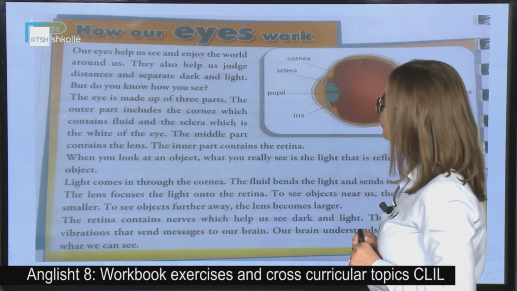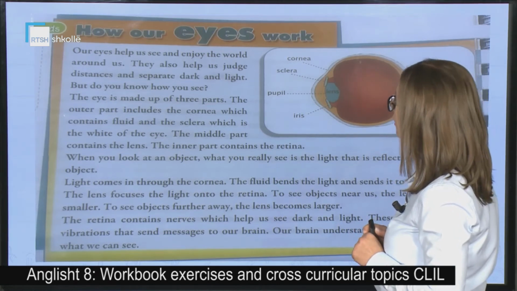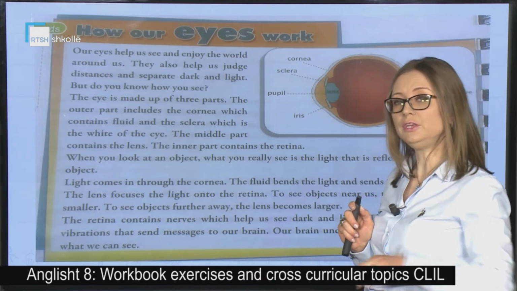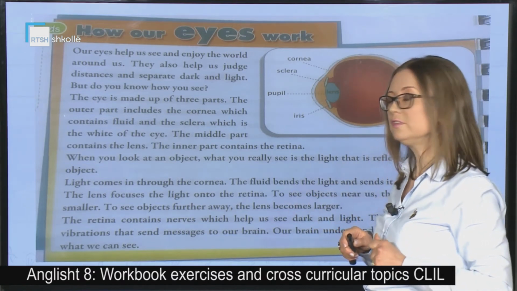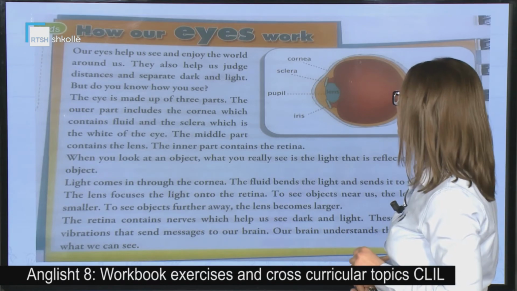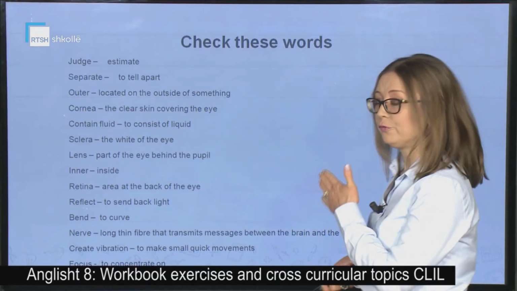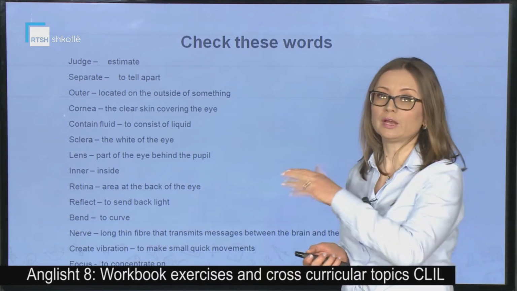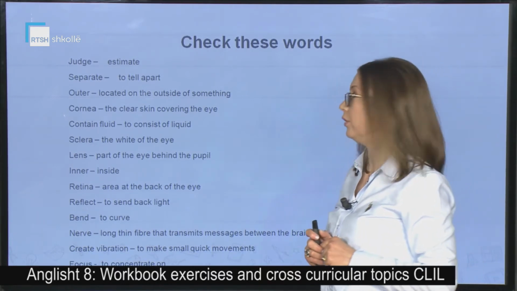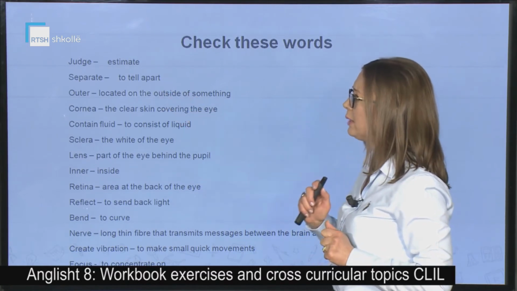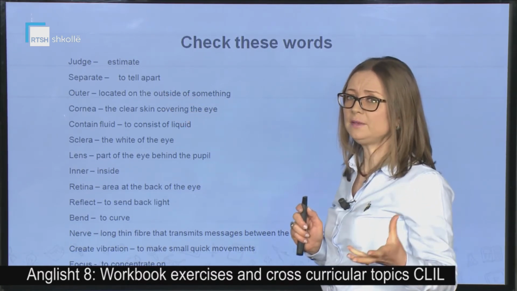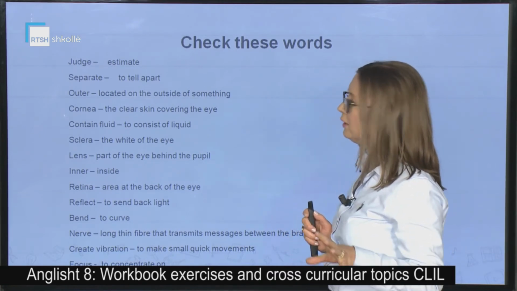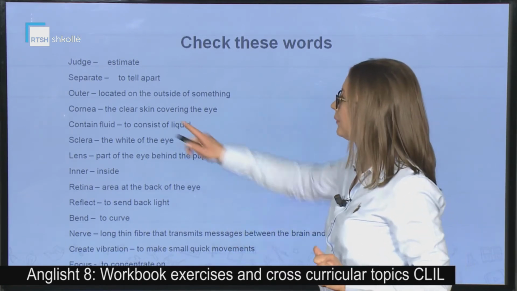So that is the text about how our eyes work, and be careful with the picture given here because we're going to deal with some exercise together after that. But before we go on with the exercises, let me read some new words we actually used in the text together. So the first one is judge, estimate, pra themi gjykoj. Separate, to tell apart, ndaj.